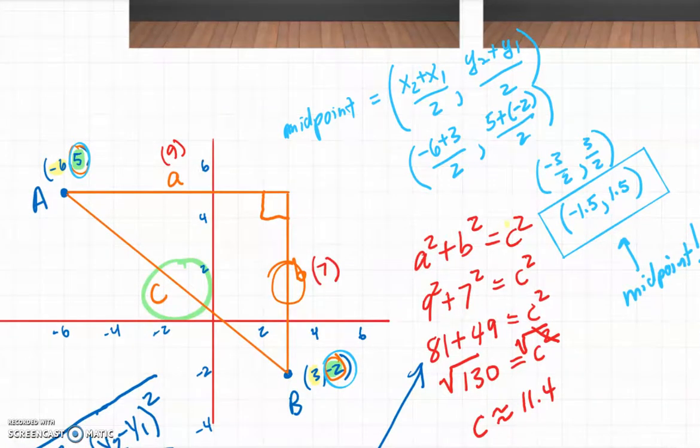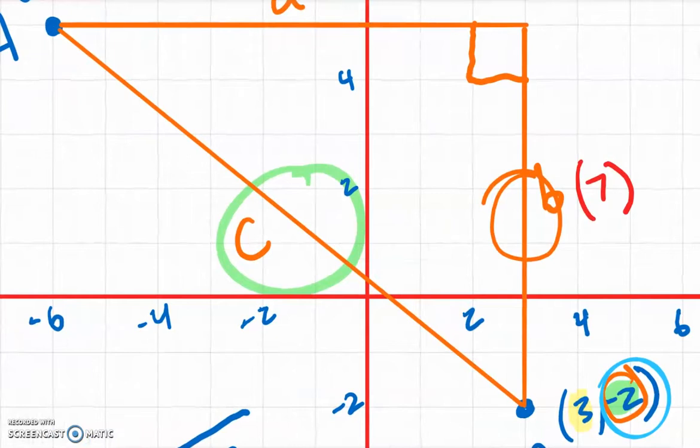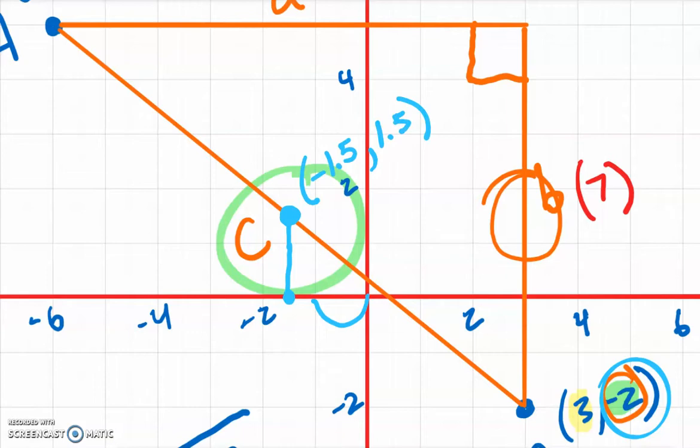And you can see, let's actually go see where that is. So -1.5, +1.5. So let's see, -1.5 is right here. And then if I go up 1 and then 1.5, look at that. It's perfect right there. All right, that's the midpoint, -1.5, +1.5. And that's how you calculate it. So there you go, guys.